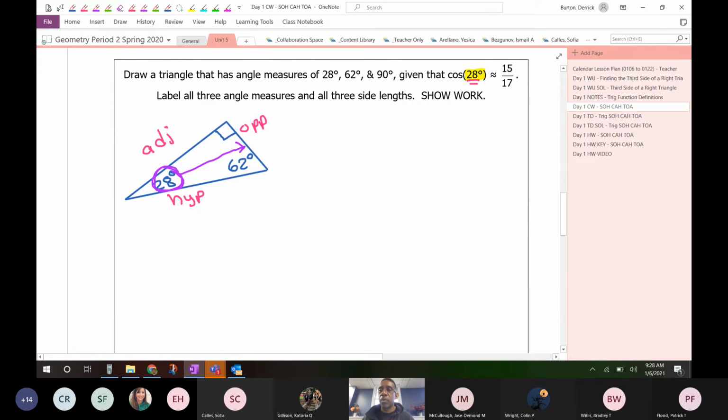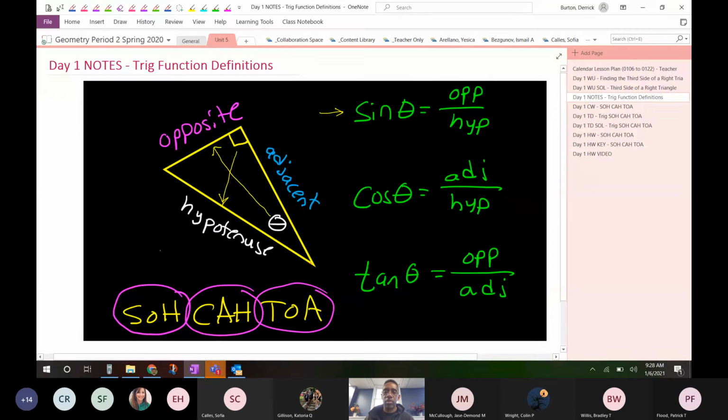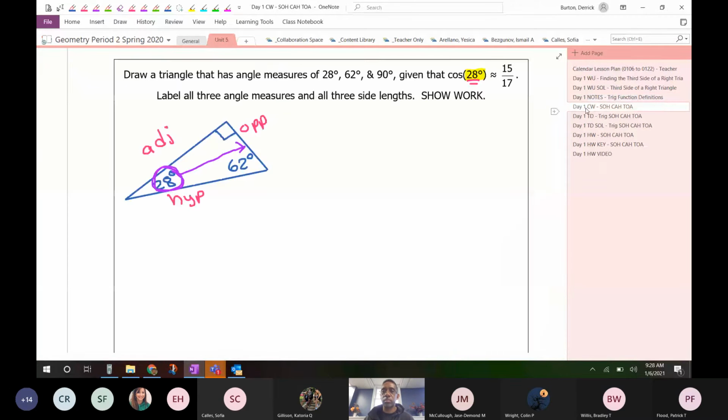So we need to know where the 15 goes and where the 17 goes. This is cosine. Look back at your notes. Cosine is adjacent over hypotenuse. So that means that this 15 is adjacent and the 17 is hypotenuse. Okay, so the 15 is adjacent, so that must go here. And the 17 is the hypotenuse, so that must go here.